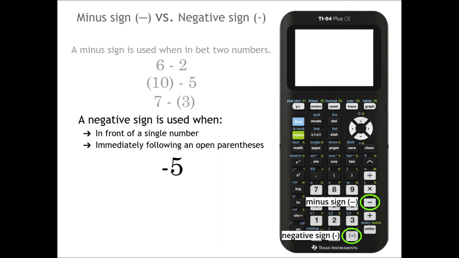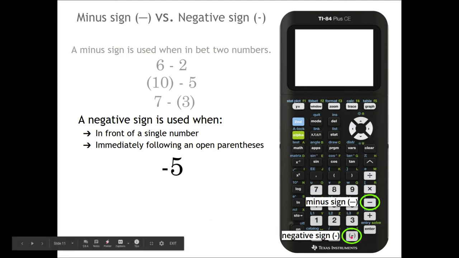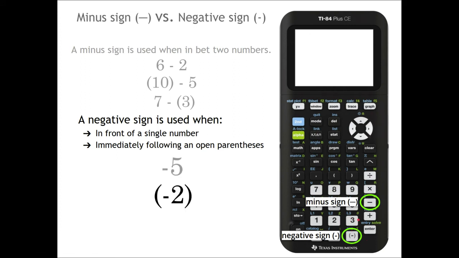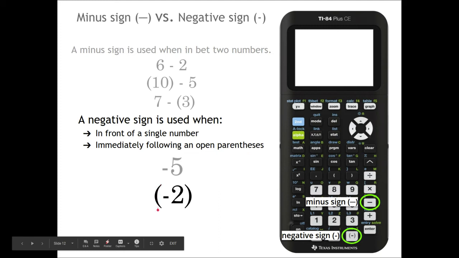So the way to do it in your calculator would be you have the negative sign right here, negative, and then you click the number 5. That'd be negative. Or if it follows an open parentheses. So here we have an open parentheses, and then you have the dash.